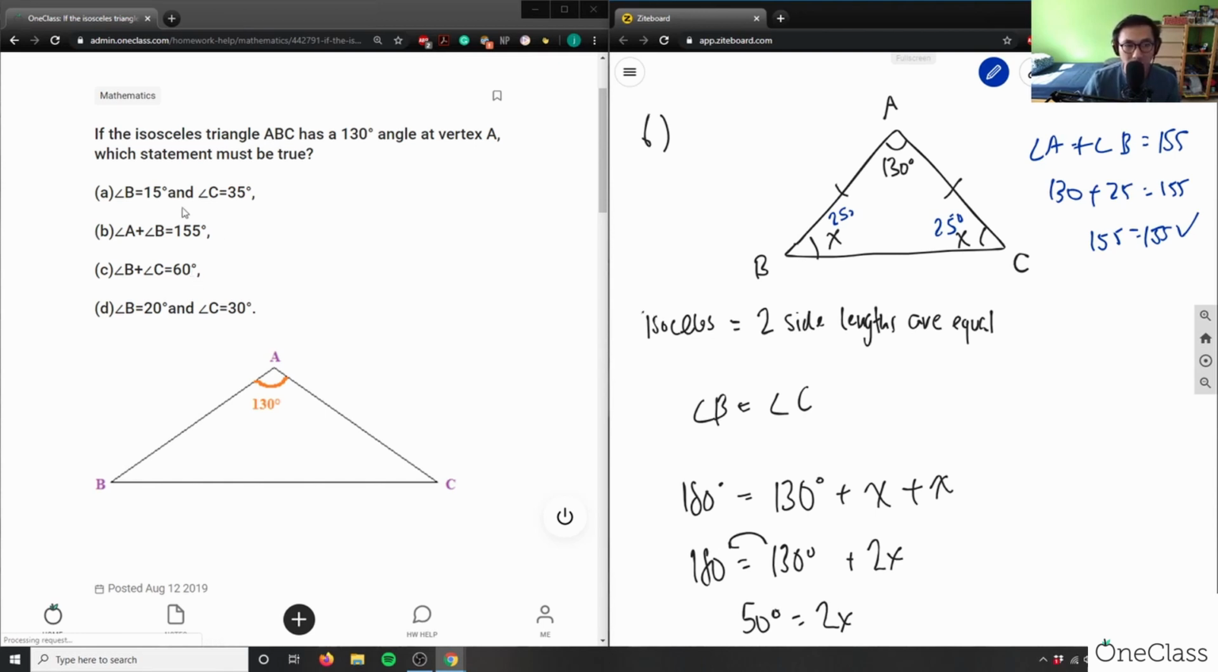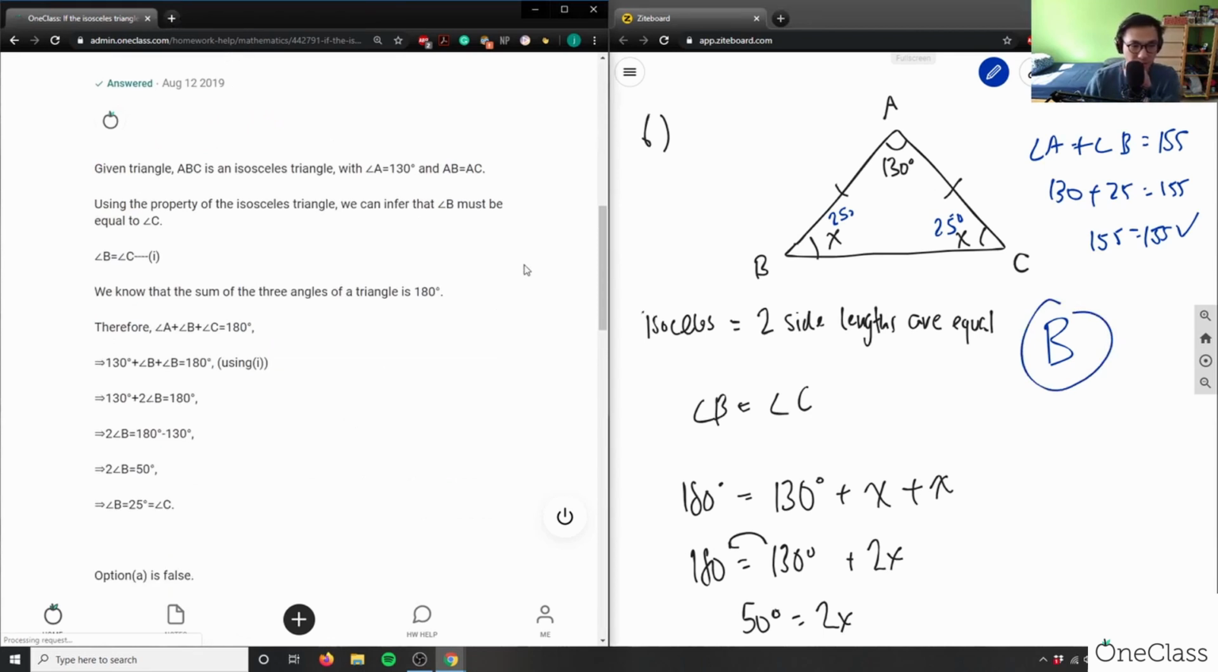So if I know option B is correct, C and D must be wrong. Angle B here is 25, angle C here is 25. 25 plus 25 equals 50, right? So this does not equal 60. And then finally, angle B and angle C equal 20 and 30. Obviously, we know it's 25, which means B is the correct answer in this solution.